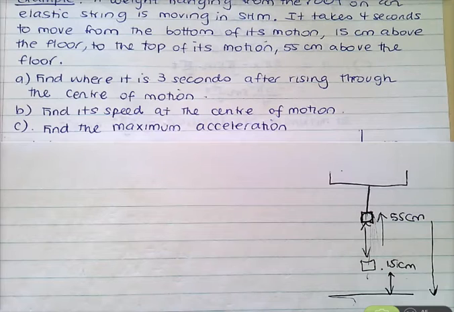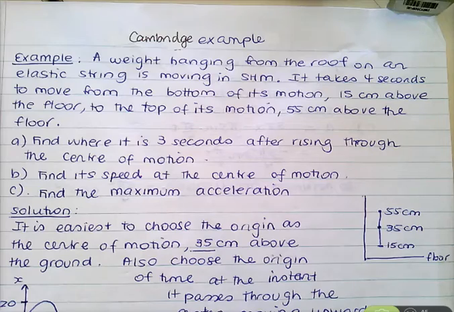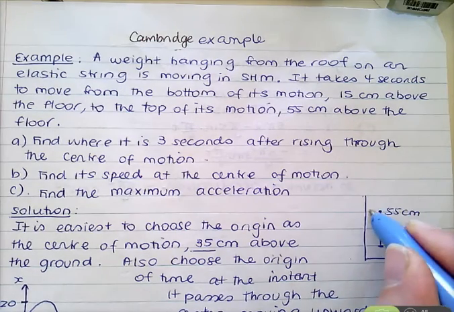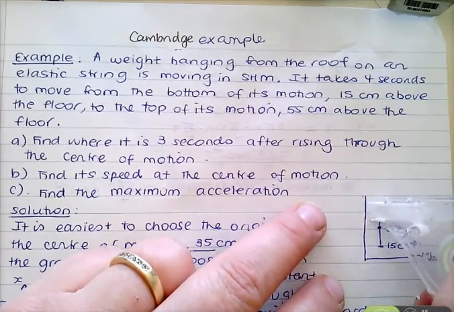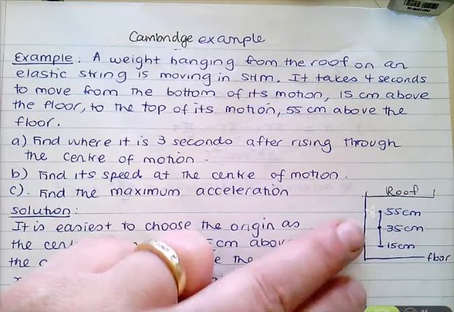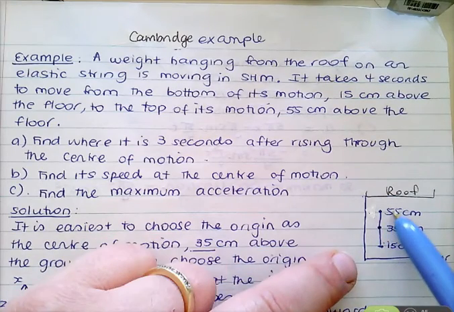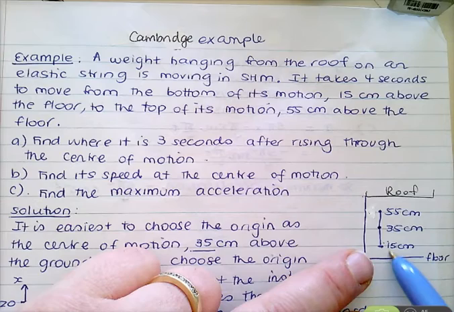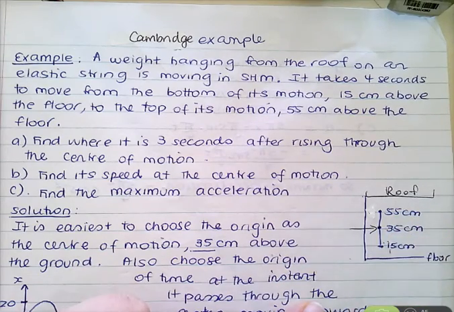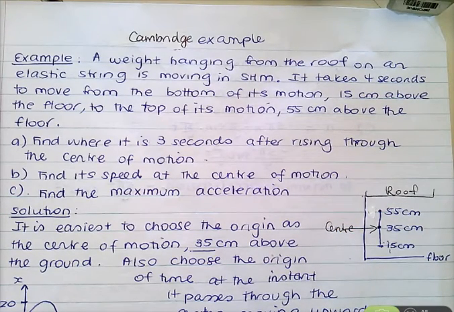So the first question is, find where it is 3 seconds after rising through the centre of motion. Now before we do that, we're going to have to set up an equation. It'd be easier to draw it like this. So we know that the weight goes from, that's the top, the roof is up here somewhere, that's the roof. And it goes from 15 centimeters to 55 centimeters. So obviously 55 minus 15 is 40 centimetres, so the centre of motion, where I've got the arrow, would be at 35 centimetres above the ground.